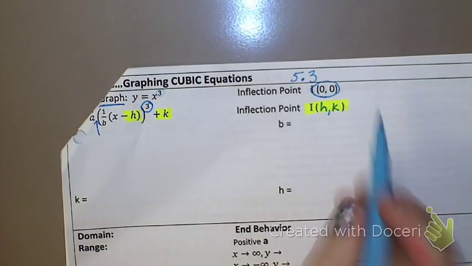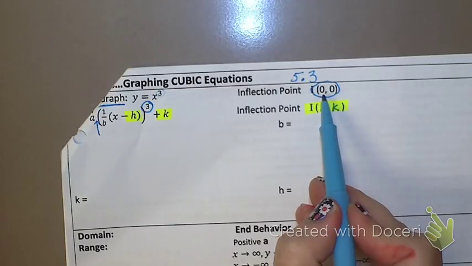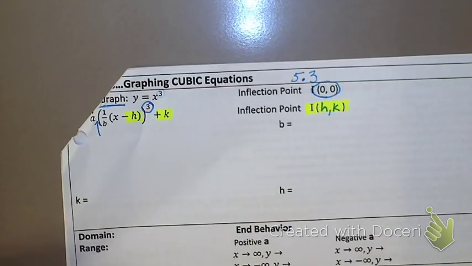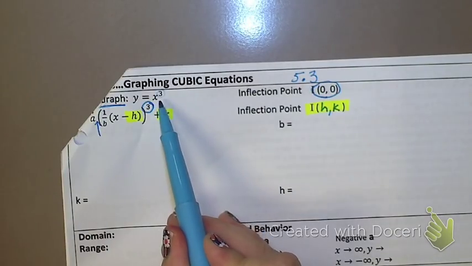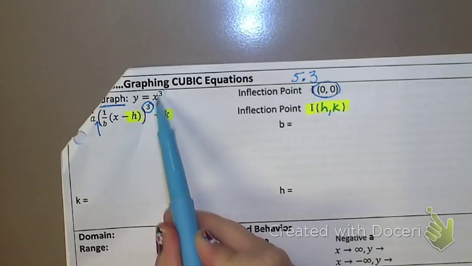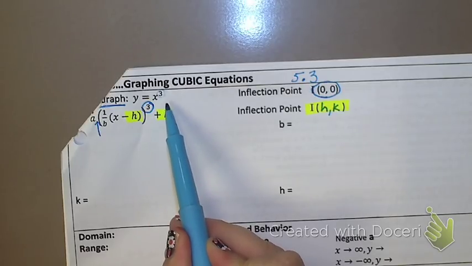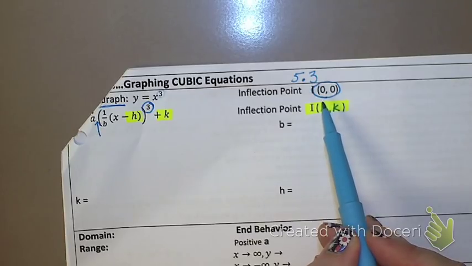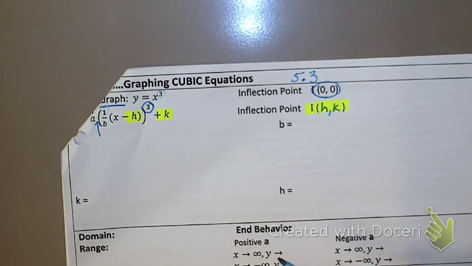Now, we have written down up here that the inflection point of the parent function is 0, 0. Why is the inflection point of the parent graph 0, 0? Well, what's the h value of the parent graph? 0. What's the k value? 0. That's why the inflection point is 0, 0. Okay? Does that make sense?